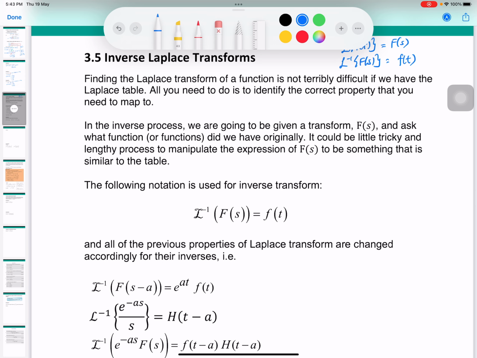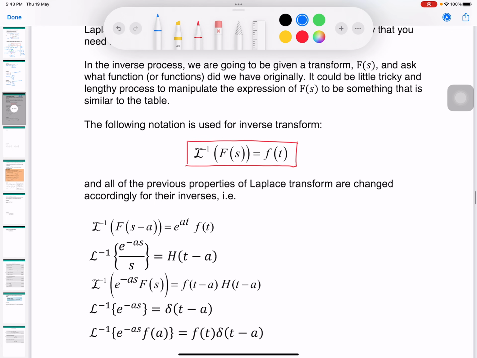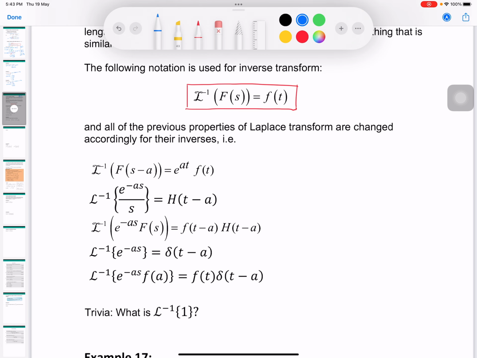Okay, so the first one that we have here is inverse Laplace of F(s) equals f(t), and that's the same goes for all your Laplace transform and their inverses. So we know that Laplace of e to the at f(t), this is your first shifting property, gives you F(s minus a). Therefore, inverse Laplace of F(s minus a) equals e to the at f(t).